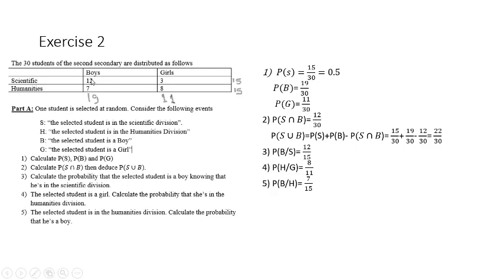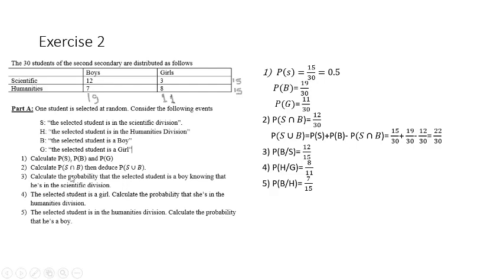Okay. S union B, when you have your S union B, you should use the formula A union B equal probability of A plus probability of B minus probability of the intersection. S union B equal P of S plus P of B minus P of S intersection B. And of course, we do have all the possibilities, all the answers, okay?